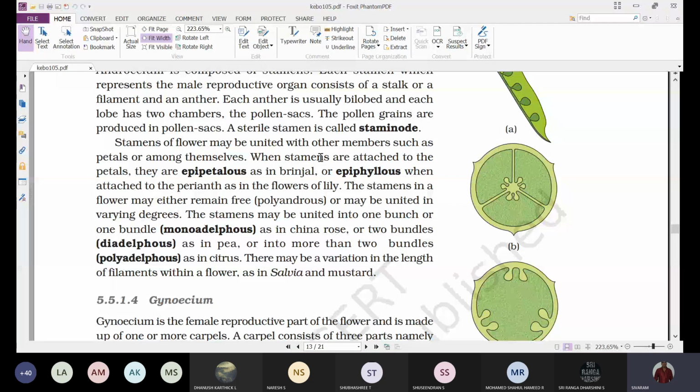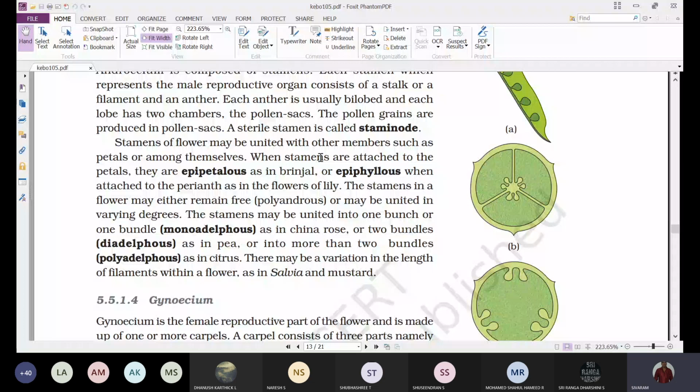So how are they arranged? When you observe the pea flower, each pea flower, or each bean or gram flower, consists of 10 stamens. Out of these 10 stamens, they are arranged in the order of 9 plus 1. That is, 9 are united to form one bunch, and a single stamen remains separately.